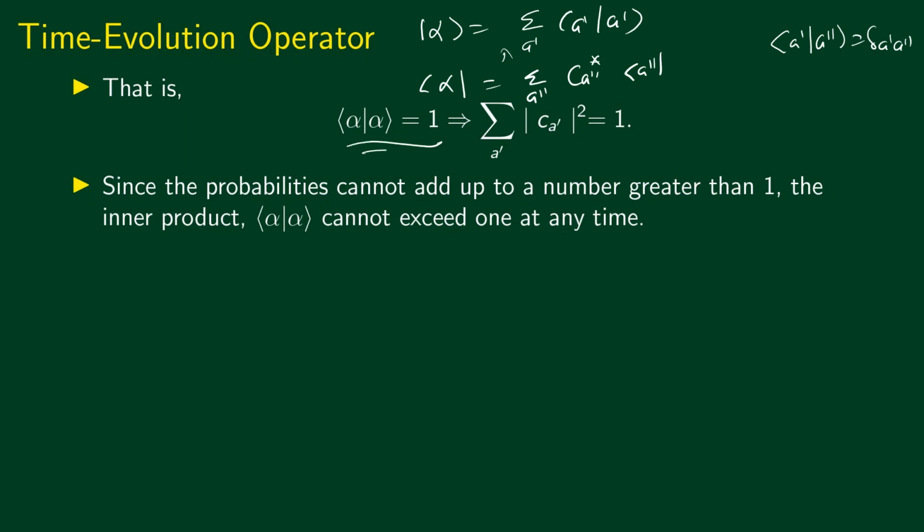So bracket alpha, alpha equal to 1 will give you sum over a prime modulus c a prime square is equal to 1. This normalization just means that if you take the probabilities for all possibilities and add them up, you should get 1.